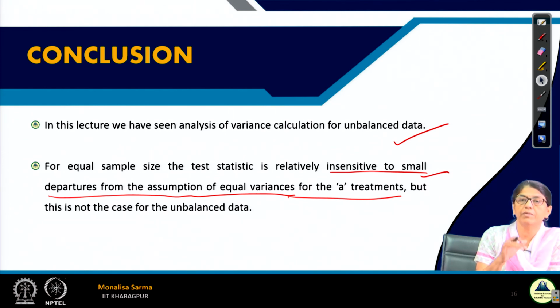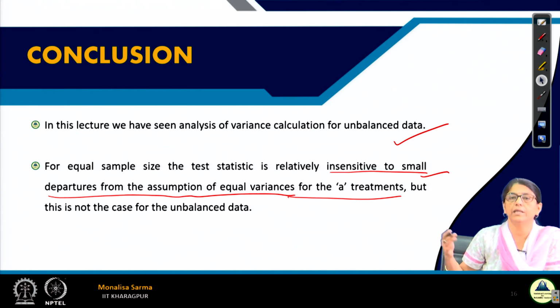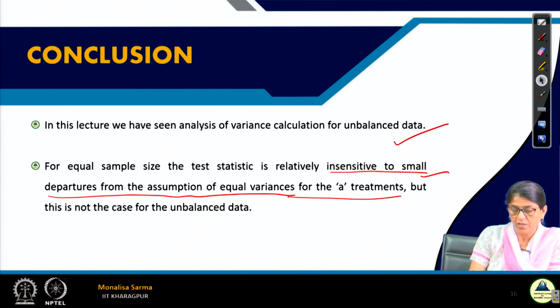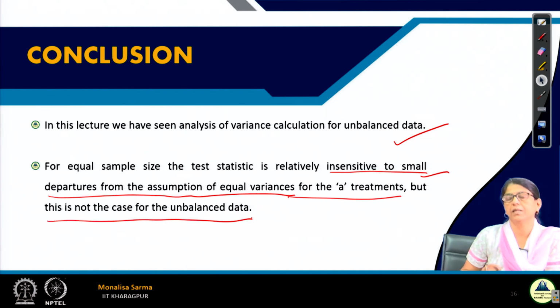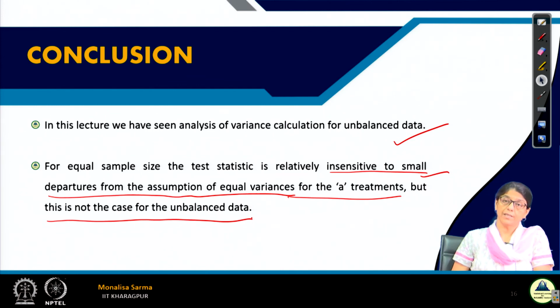For the ANOVA treatments, we have assumed that the variances are equal, but if we take equal sample size, it is insensitive to a small departure from that assumption. It will not give results which inflate our type 1 error. Fine. But this is not the case for unbalanced data. For unbalanced data, type 1 error gets inflated if there is a departure from the assumption of equal variance. Okay.